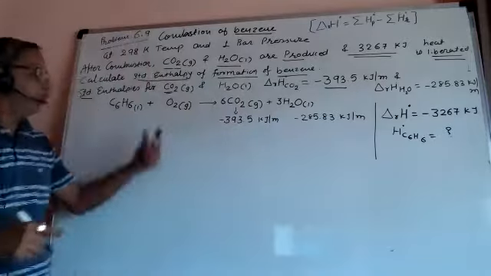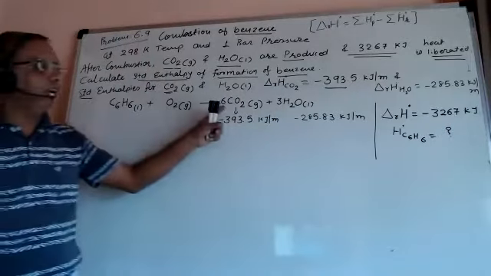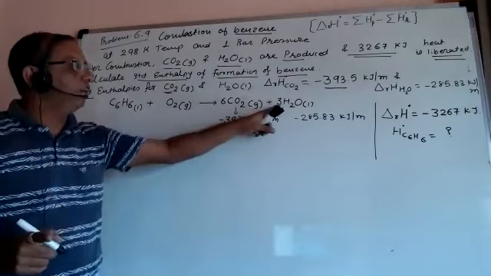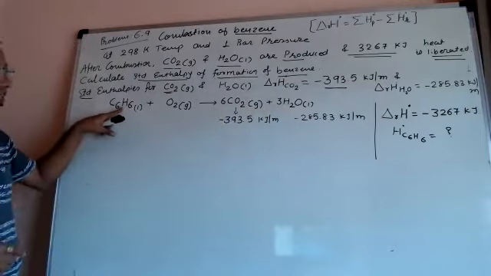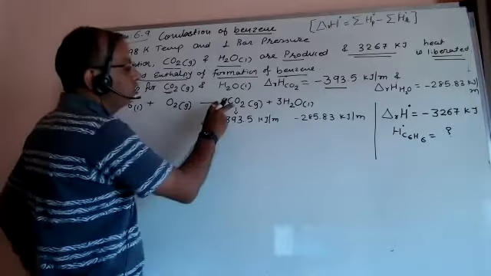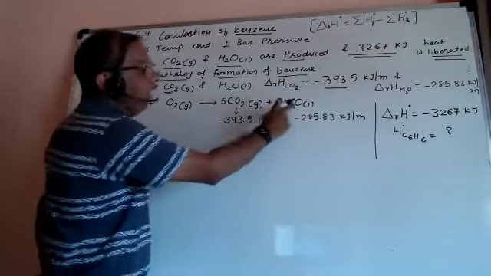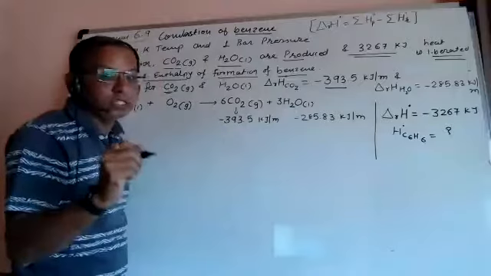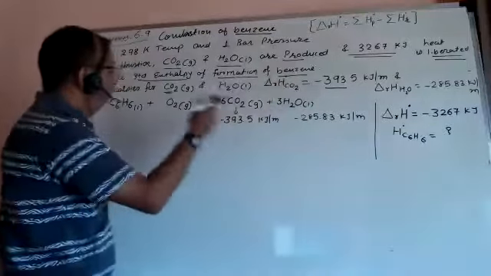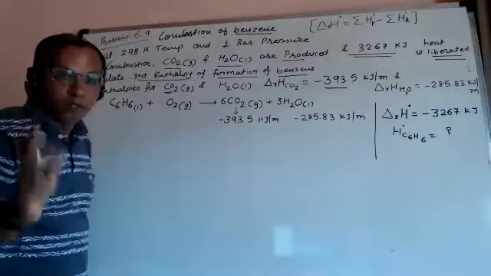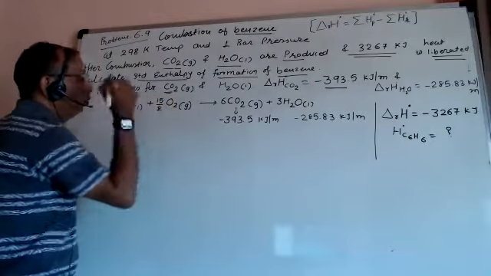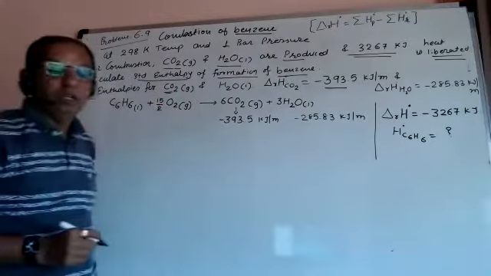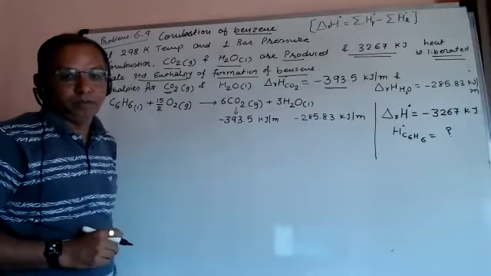Now you can see on the left side 6 carbons, right side 6 carbons. On the right side 3 2s are 6 hydrogens, and 6 hydrogens are present here. What about the oxygen? 6 2s are 12, and 3, so 15 oxygens are present on the right hand side, whereas on the left hand side it is only 2. So we must put here 15 by 2. And this is the balanced chemical equation.